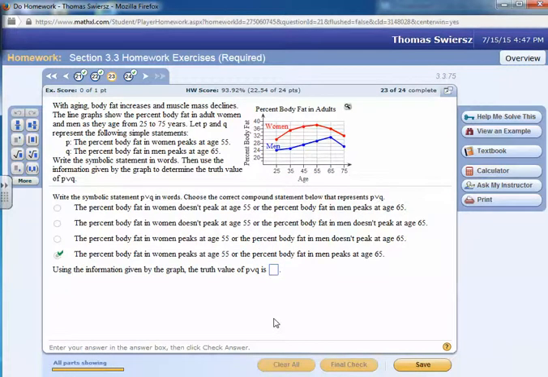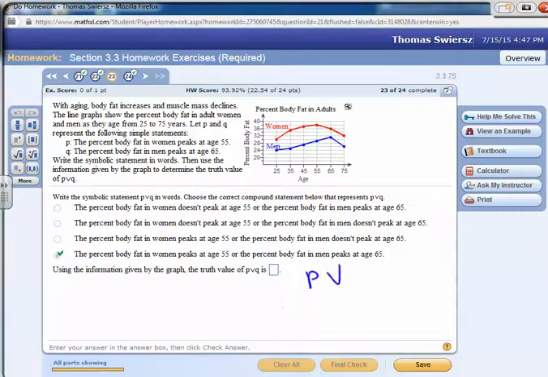Okay, now use the information P or Q to do it. So we have P or Q. What is the truth value of P? Percent of body fat in women peaks at age 55, and it looks like the highest point is at 55 for body fat, right? So statement P is true. Or statement Q, the percent of body fat in men peaks at age 65. Again, men is the blue, 65 is the highest, so that is also a true statement.